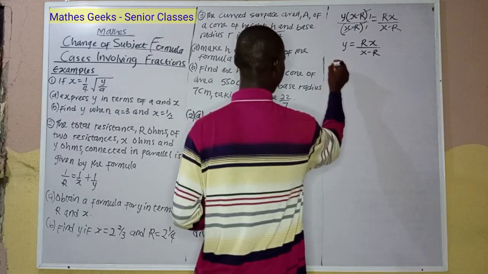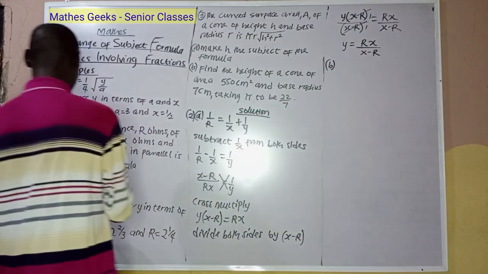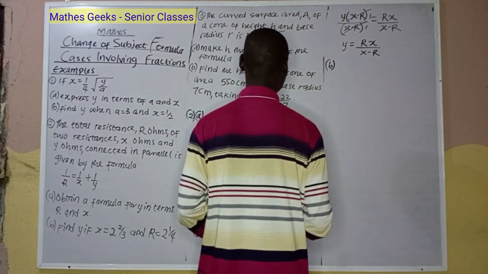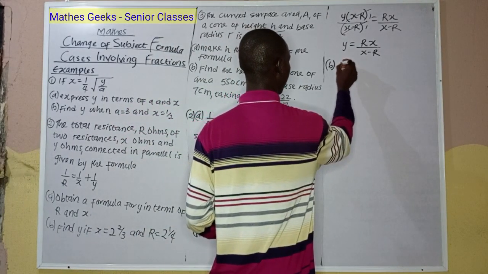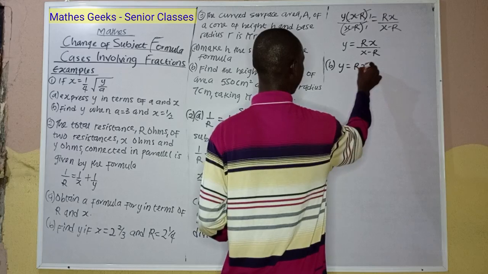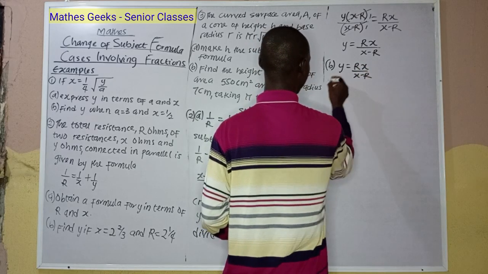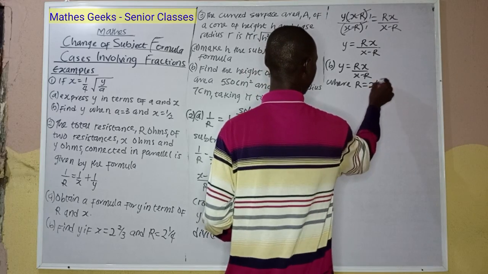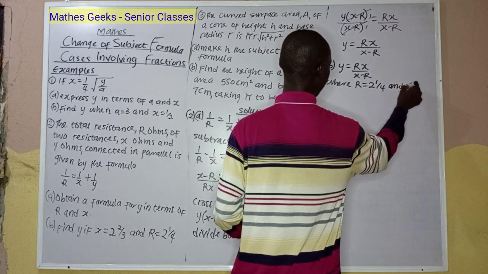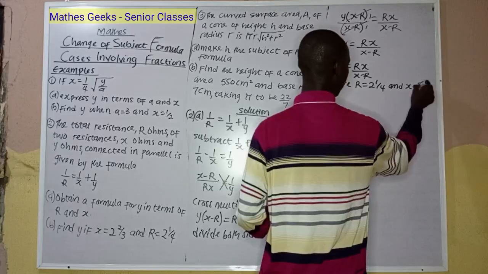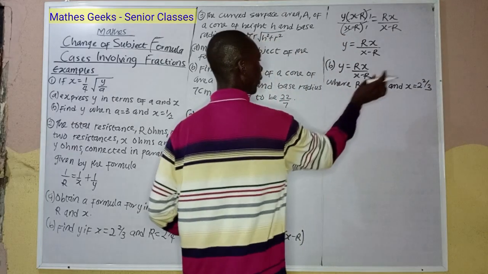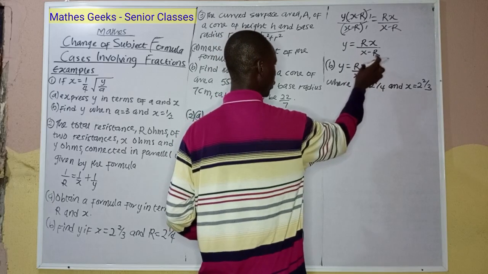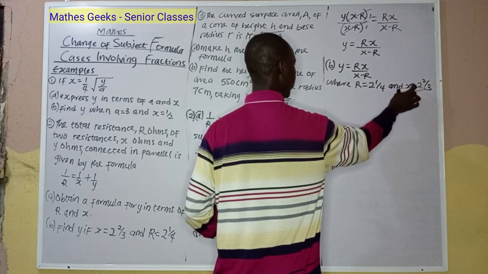The next is b, which says find y if x is 2 and 2 over 3 and r is 2 and 1 over 4. So I'm going to write the formula again, y equals rx over x minus r. So I'm going to say where r is equal to 2 and 1 over 4 and x is equal to 2 and 2 over 3. So meaning I'm going to substitute this value for r in this equation, and also the value of x for x in this equation.